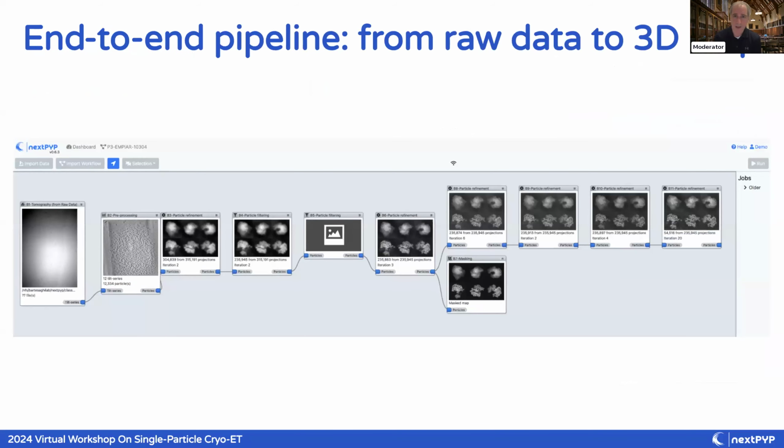So as I mentioned, this is an end-to-end pipeline, and you're going to see more details during the rest of the workshop today. But essentially, this is showing that you start on the left from your raw data, and then you go through different steps of the data processing. And once you get to the right, you have your high-resolution structures, and you can do all of that within the web browser without ever having to go out and do things separately.